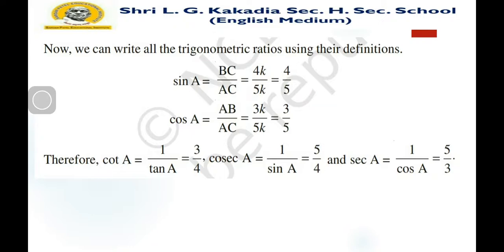Therefore, cot A is the reciprocal of tan A, that is 3 upon 4. Cosec A is the reciprocal of sin A, so 1 over sin A is equal to 5 over 4. And sec A is the reciprocal of cos A, so 1 over cos A is equal to 5 over 3. So we can easily find such trigonometric ratios by using their definitions.